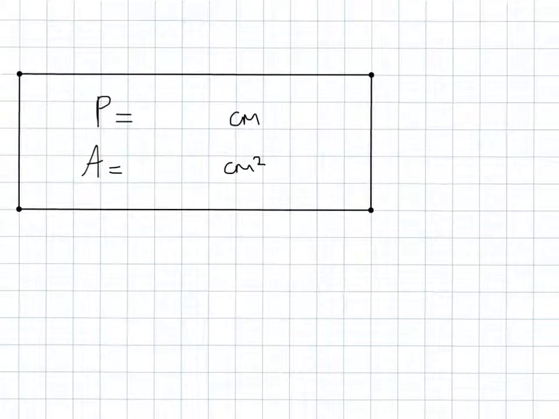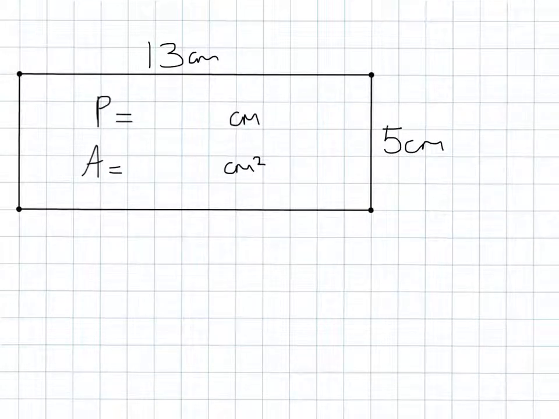Now we'll work the perimeter and area out for this rectangle. So if you want to have a go on your own, pause it now before I go through how it's done. Here's how it goes. First of all, we need to work out the lengths and the widths. The length is 13 centimetres and the width is 5 centimetres.